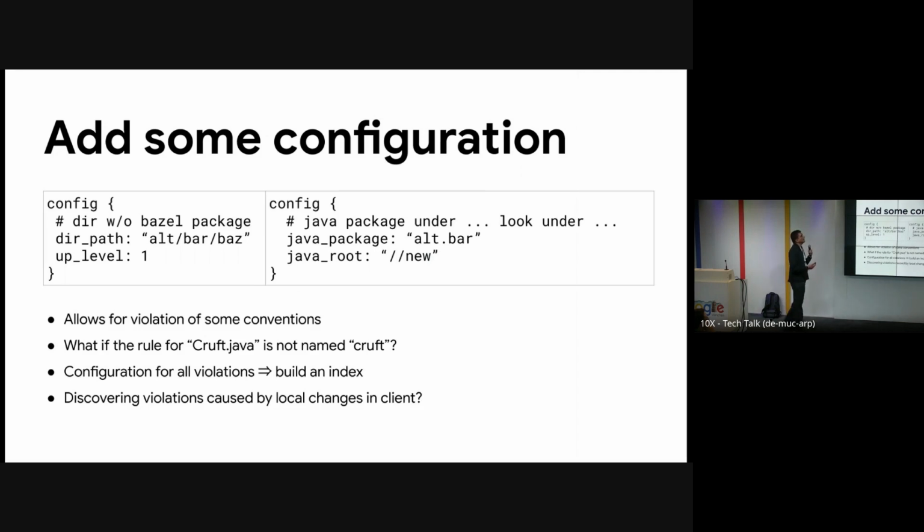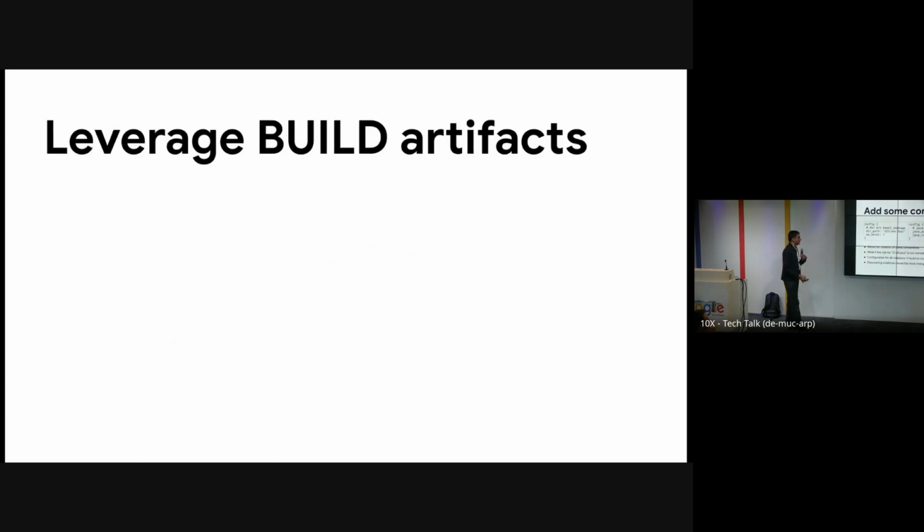And if you start having configurations for every one of these, then you're essentially building an index. And then you have the problem of, okay, how stale is the index? How fresh is the index? Is the index manually maintained? In which case, instead of writing a build file, you're writing the index file. So you're back to the same problem all over again. And none of these will account for violations caused by local changes in my client. Like, I've made some change in my client right now, and now I want to run the tool. Can the tool adapt to these changes? So these are some problems with this approach.